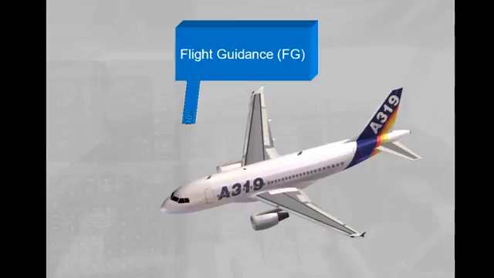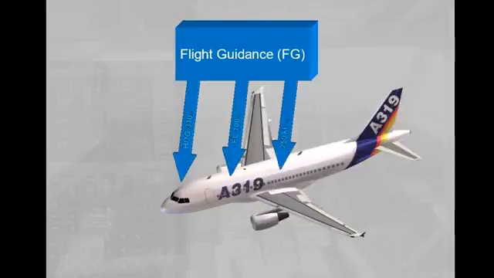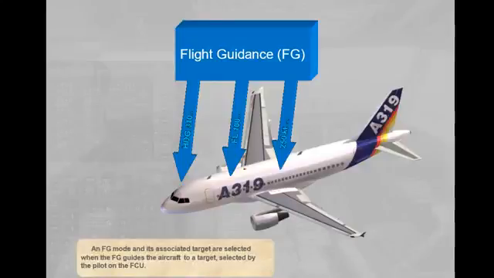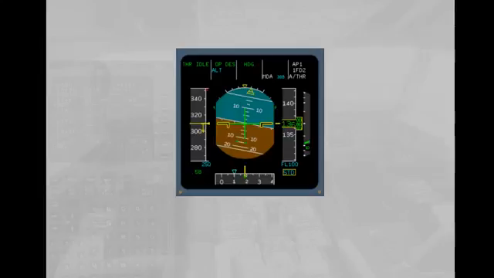An FG mode and its associated target are selected when the FG guides the aircraft to a target selected by the pilot on the FCU. In this example, heading mode is the selected lateral mode and open descent is the selected vertical mode.